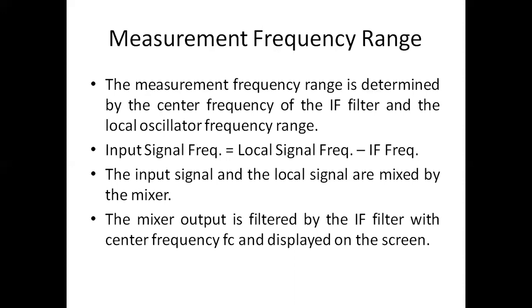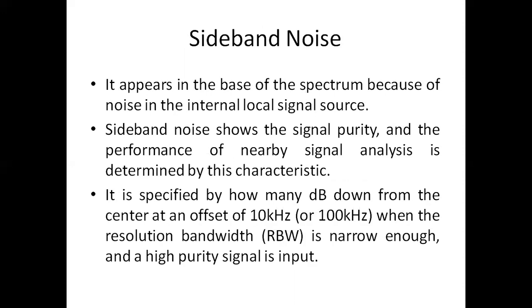So the input signal and the local signal are mixed by the mixer, and the mixer output is filtered by the IF filter with center frequency FC and displayed on the screen. So based on this input signal frequency, the measurement frequency range will be applied to the spectrum analyzer. Then sideband noise.